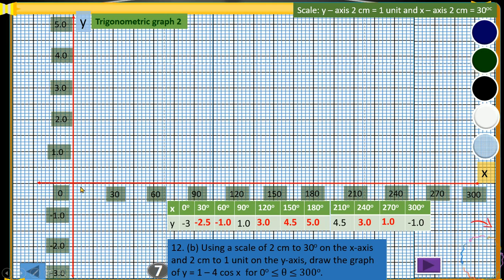On that, you have 10 small squares between 0 and 30. 30 divided by 10 will give us 3. So each small square is 3 degrees. On the y-axis, 2 centimeters is 1.